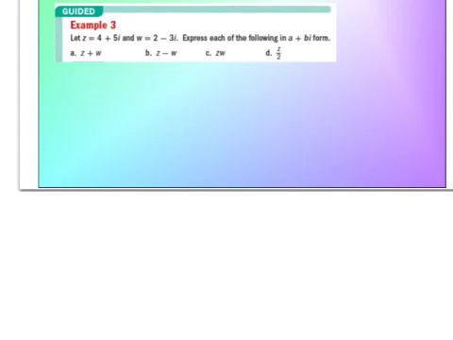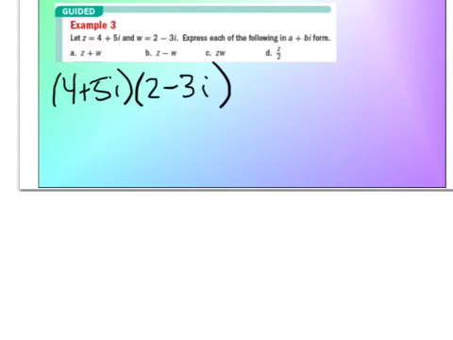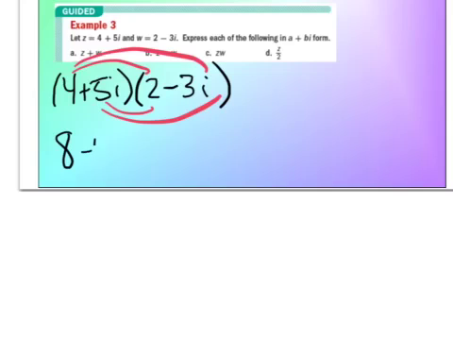Let's continue on and do part C, which is multiplication, z times w. This is probably the most lengthy process of them all. So let's take z, which is 4 plus 5i, times 2 minus 3i, and then do the distribution on that. We would distribute our FOIL. When you do that, we're going to get 8 minus 12i plus 10i. Careful, this is going to be a minus 15i squared.